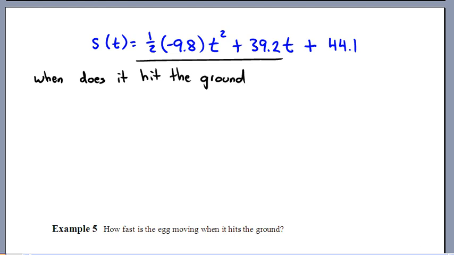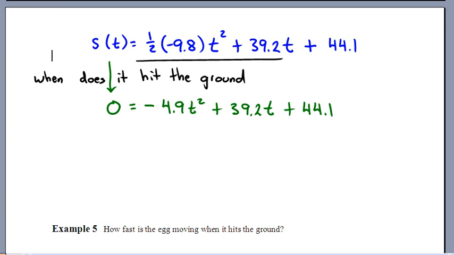Well, you want to know that? Let's put in 0 for the location. So we've got 0 is equal to negative 4.9 t squared plus 39.2t plus 44.1.